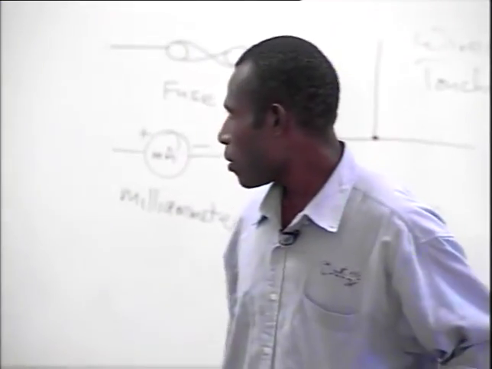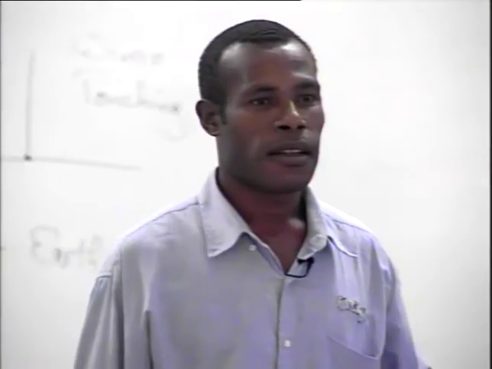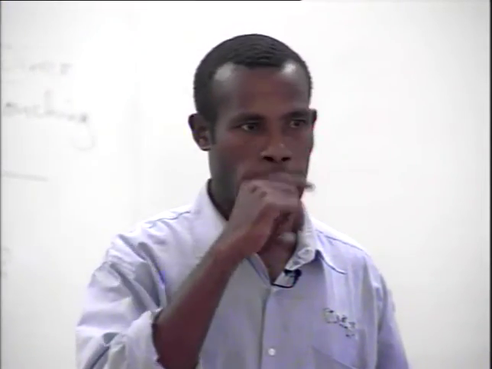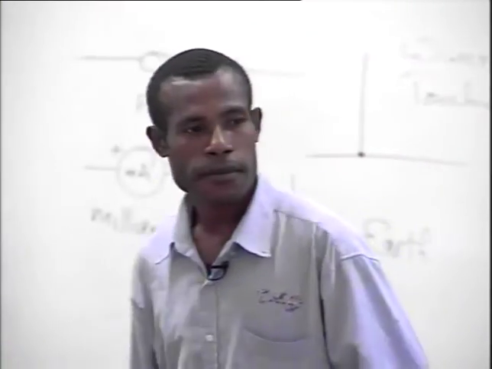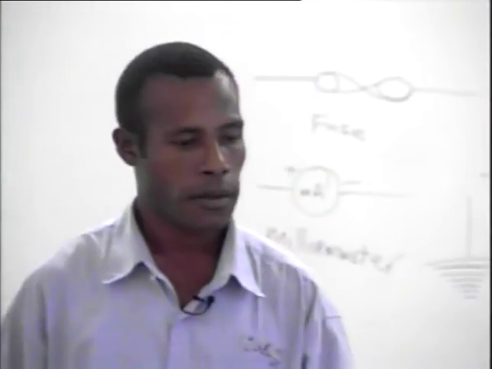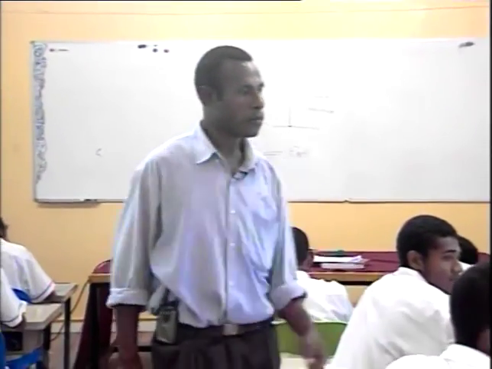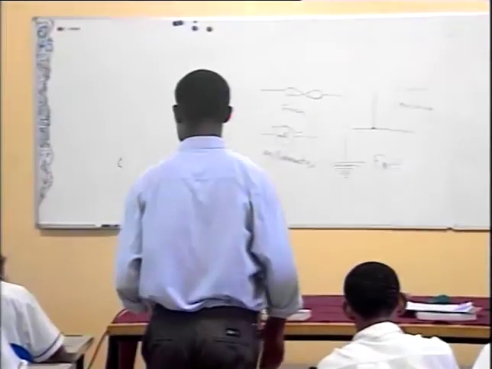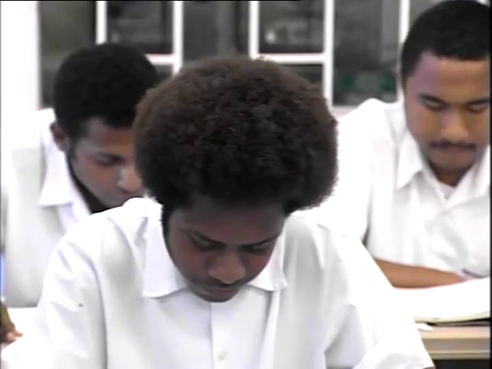All right, we will now go on to the lamp, and probably the ammeter and the voltmeter. Okay, use the ammeter. An ammeter is a device used to measure electric current. It measures the electric current, or simply the flow of electrons.